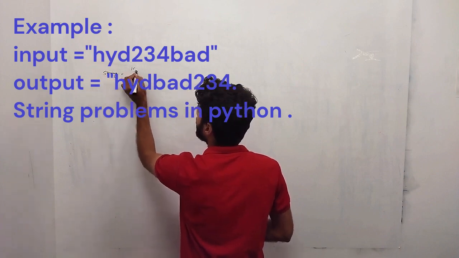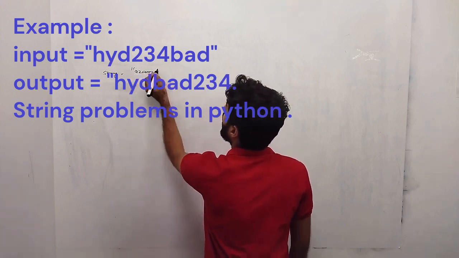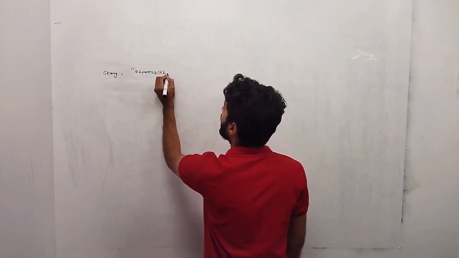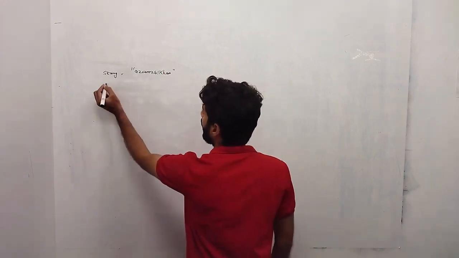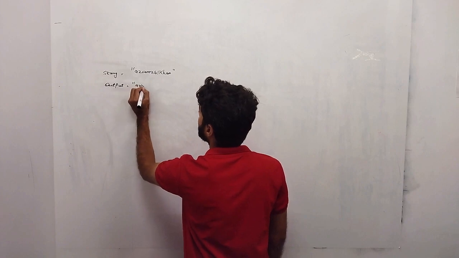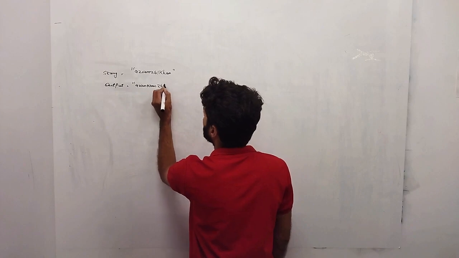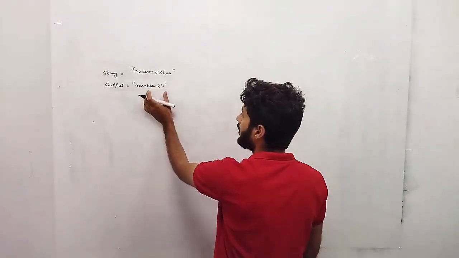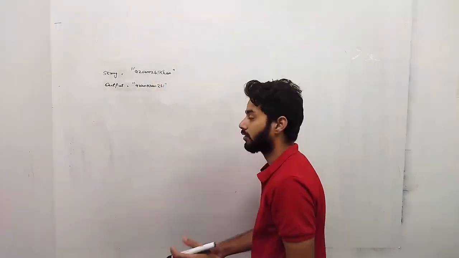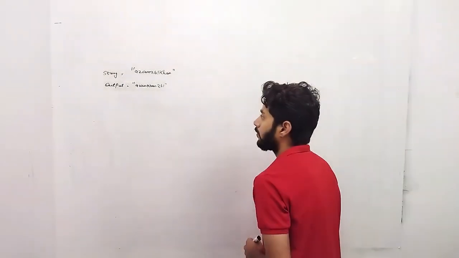Suppose the string is something like Azam 261 Khan, and our output we want like Azam Khan and 261. So we need to shift all the digit numeric values to the end of our string. For achieving this we have to do some string manipulation, which I will do.